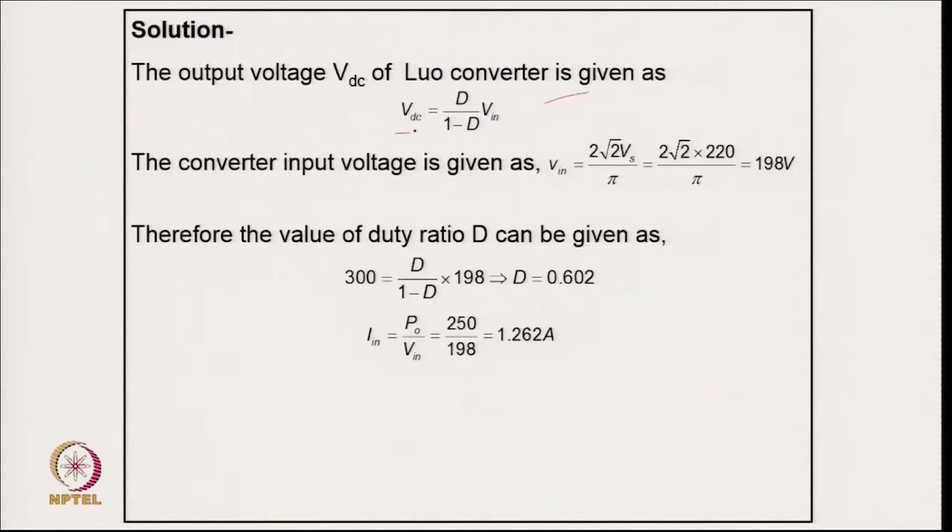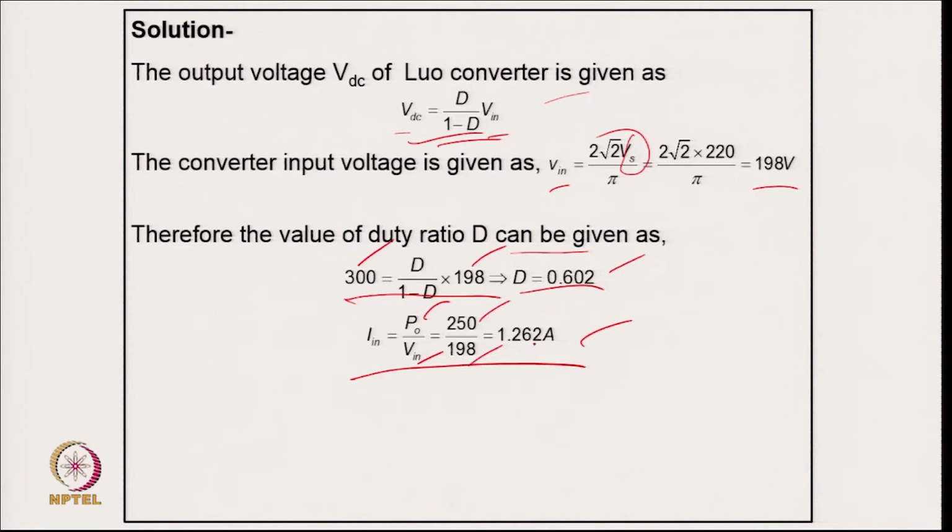The typical value is calculated here, VDC equal to Vin into D upon (1-D). So this is also a buck boost converter. Putting in the RMS value, we can get the average input at the diode rectifier output. It comes to 198 volt, and putting the values in this relation, with output voltage 300 volt and input voltage 198, we get the duty cycle equal to 0.602. Since it is above 0.5, we are sure that it is operating in boost mode, and from this we can find the average input current from power and input average voltage. It comes to 250 divided by 198, so 1.262 ampere.